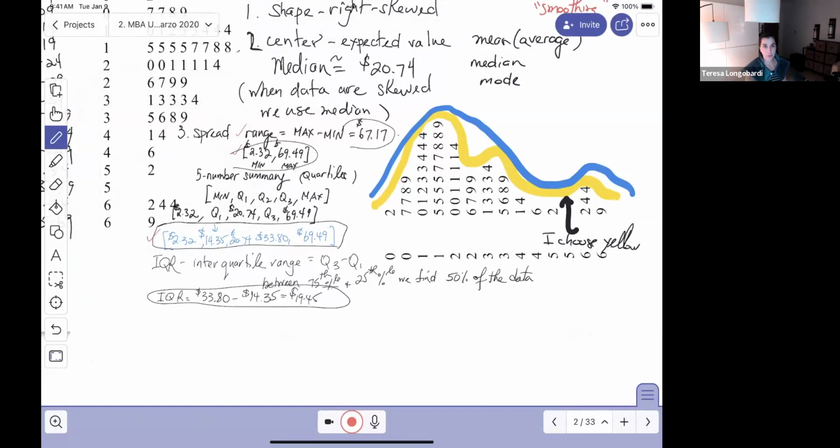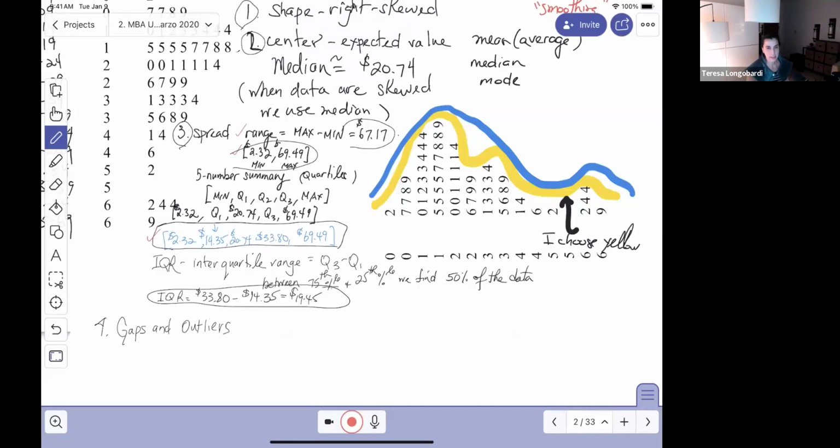So what we're going to do is call that. So this was 1. 2. 3. And now we're going to do 4. It's called gaps and outliers.